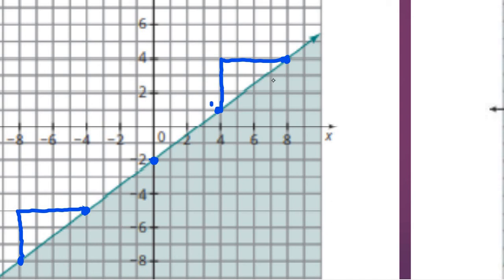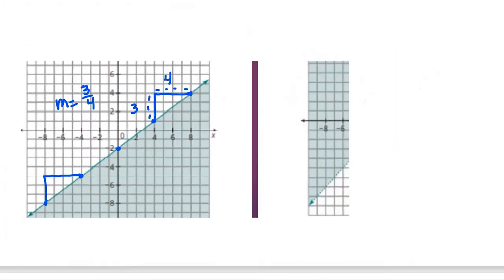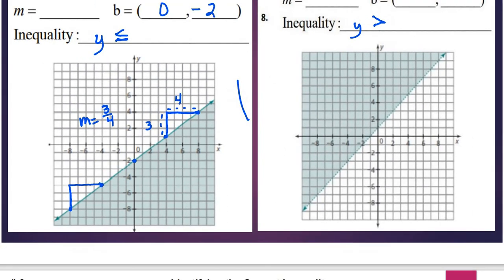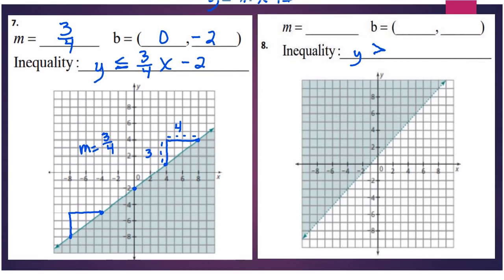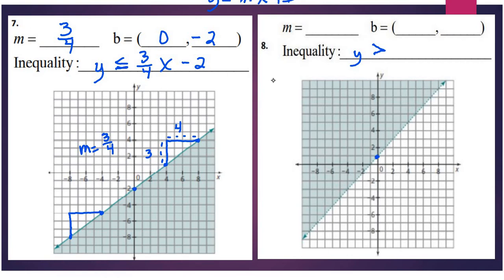So my rise right here is 1, 2, 3. My run is 1, 2, 3, 4. I count on the outside and count the blocks. So my slope is rise over run. Now, as I write this down right here, I'm going to put 3 over 4. And I have 3 over 4x minus 2. Number 8. My y-intercept is right here at 0, 1.